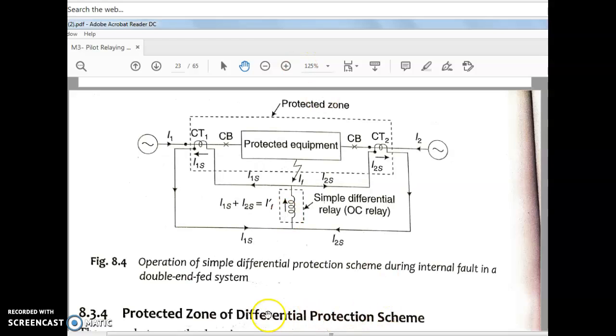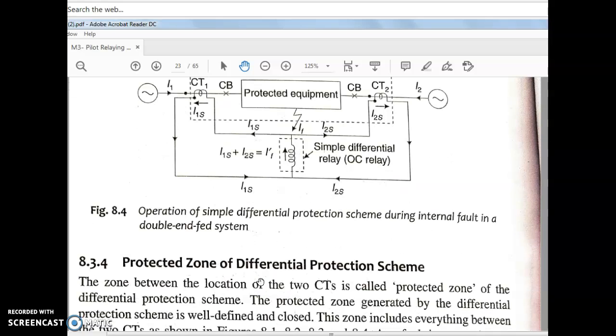The protected zone differential protection scheme we are going to see in the next video.